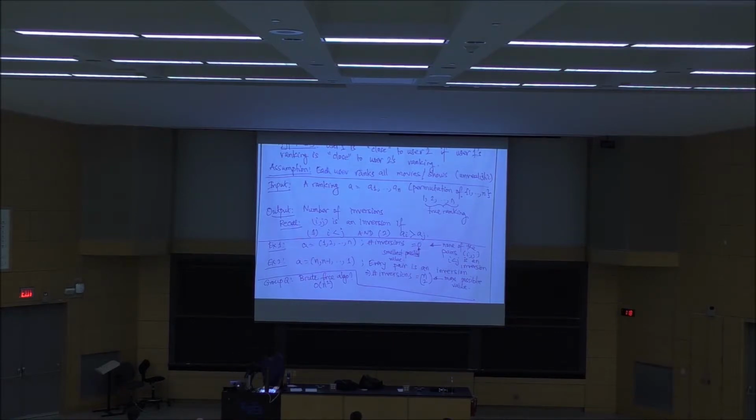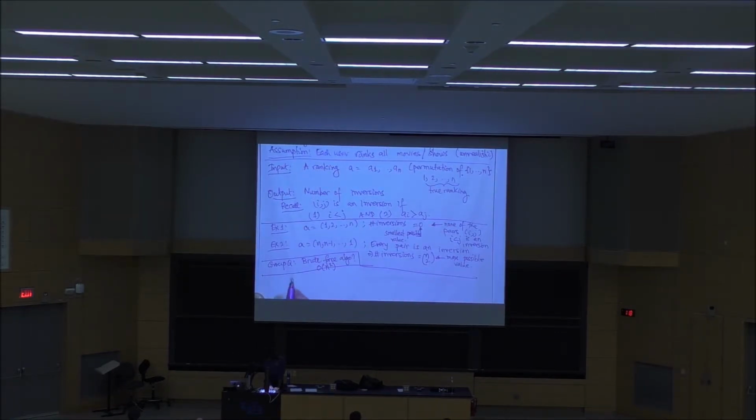So the solution here is to check all n choose 2 pairs (i, j) such that i is strictly less than j, and if A_i is strictly bigger than A_j, then increase the count. So you just maintain a counter and go over all possible pairs. If a pair is an inversion, increment the counter, otherwise leave it be. And since you're looking at n choose 2 pairs, this is why this is O of n squared.